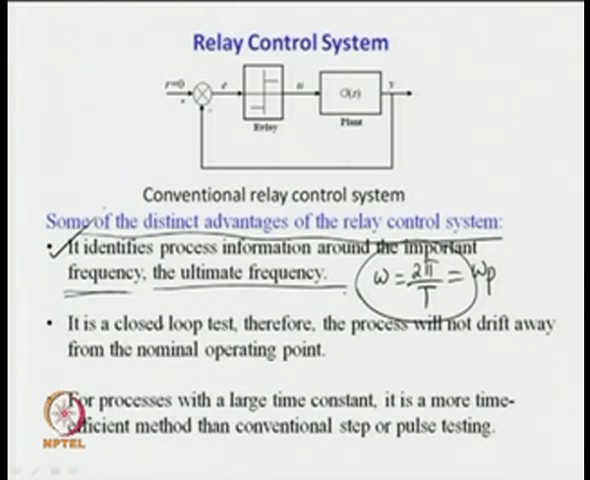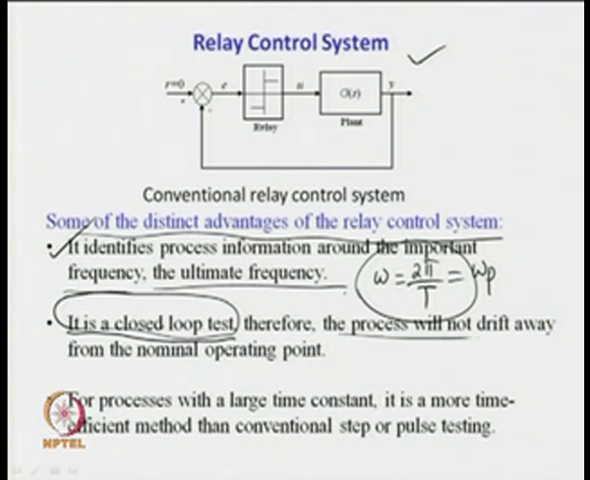What other advantages do we have from the relay control system? It is a closed loop test. As you see, the relay is put in closed loop. When the feedback is broken, at that time we cannot ensure sustained oscillatory output. Therefore, there must be negative feedback for the relay control systems. So, we have a closed loop test system, which is known as the relay control system.